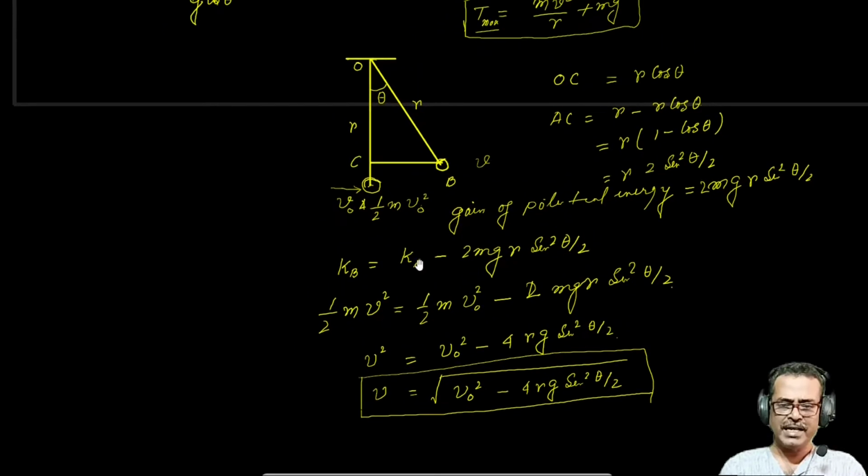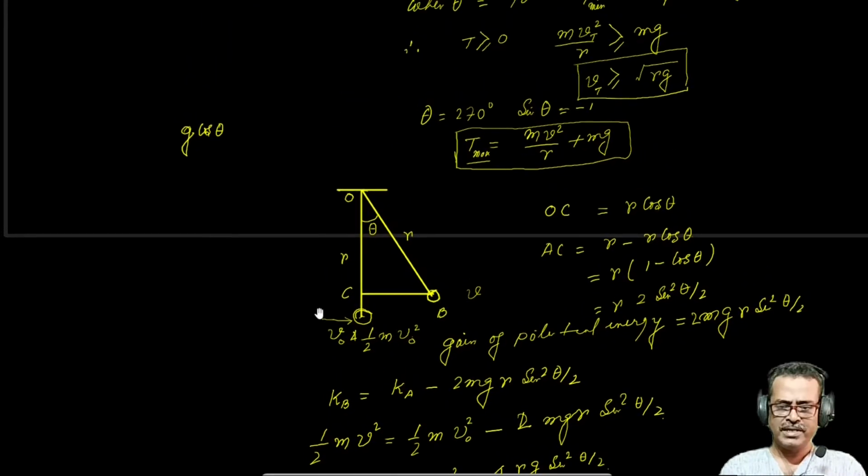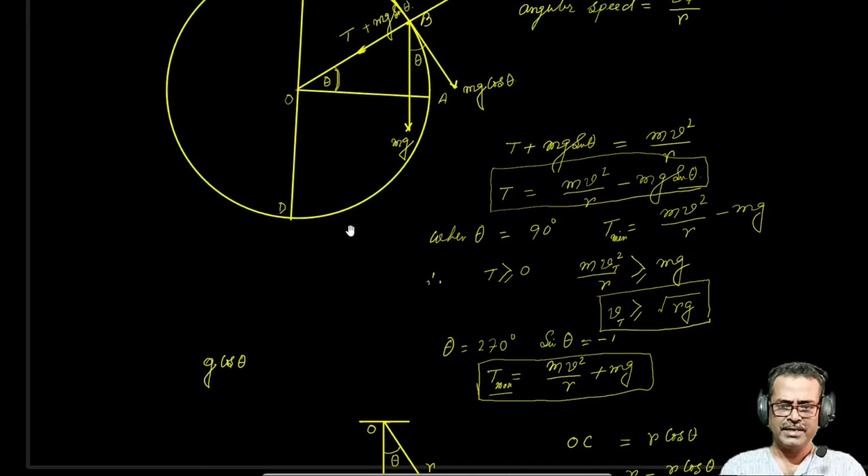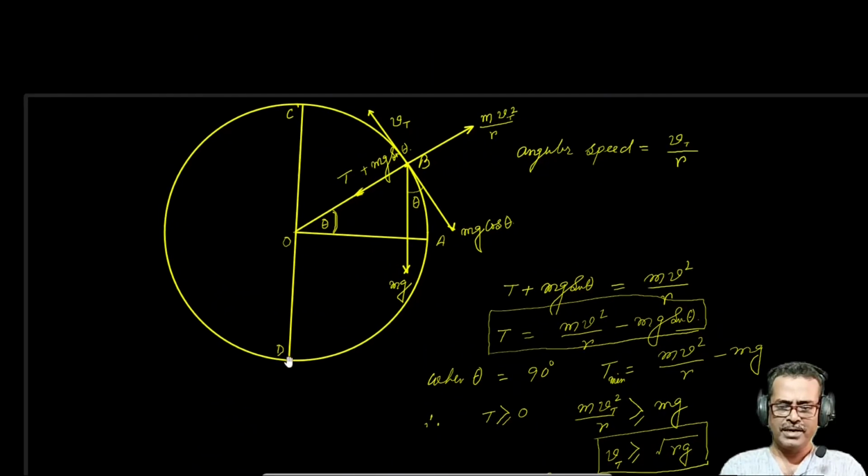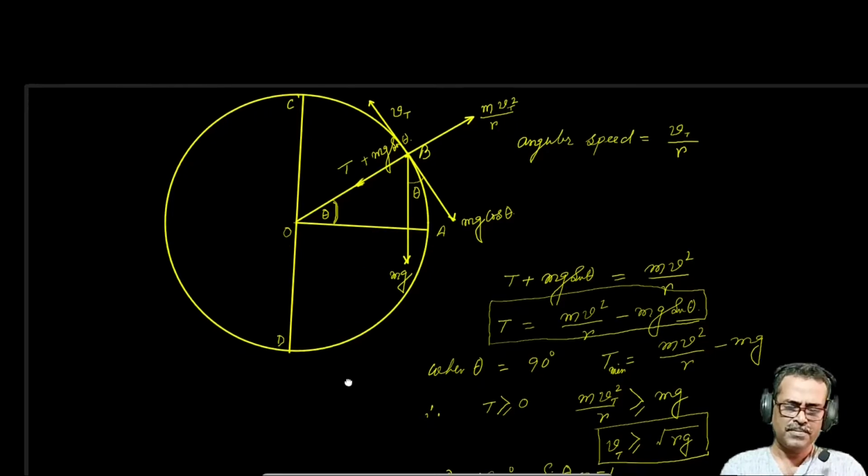Now when theta is equal to 180 degree, it will be at the topmost position, like this. Theta is equal to 180 degrees. And if you calculate the angle from this bottom point, theta will be 180 degree when it is at the top point.